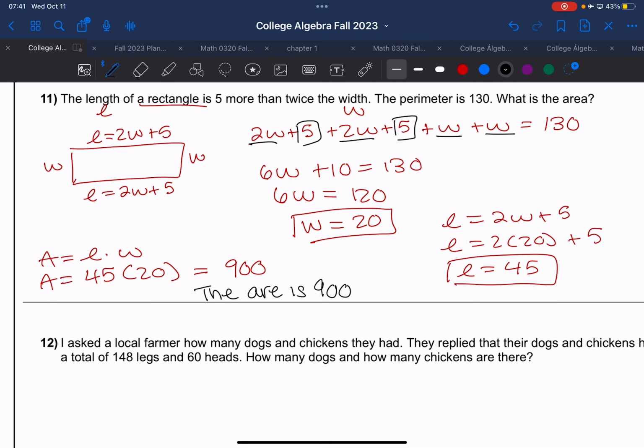Does it give us any units? No, so we always write units if it doesn't give us any units. And area is always going to be units squared. So if it doesn't tell us if it's inches, feet, whatever, we have to just write units squared. And this is what I would be looking for because the question is asking for the area. So I should see the sentence saying the area is. If you stopped at width and length, then you wouldn't get full points.